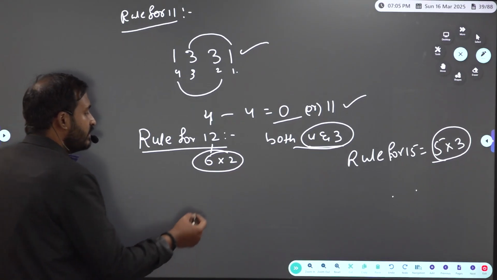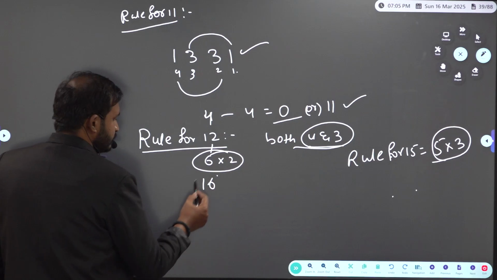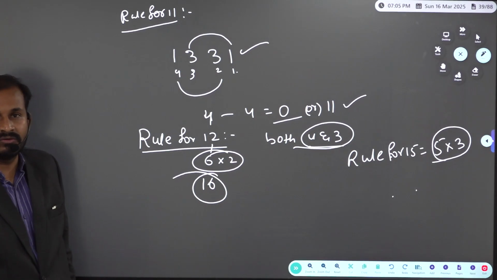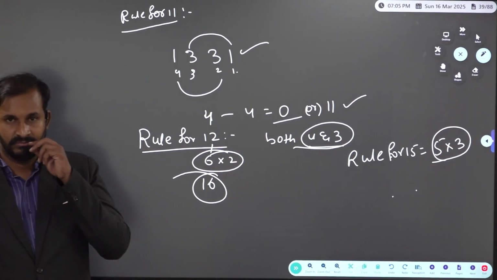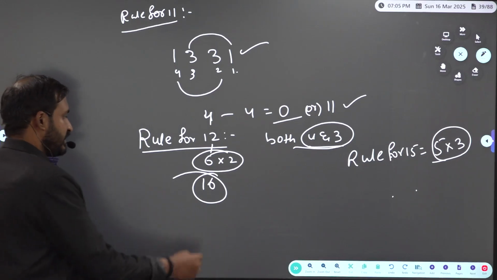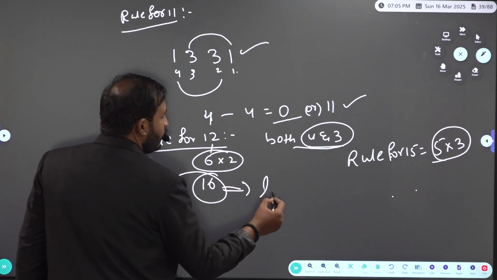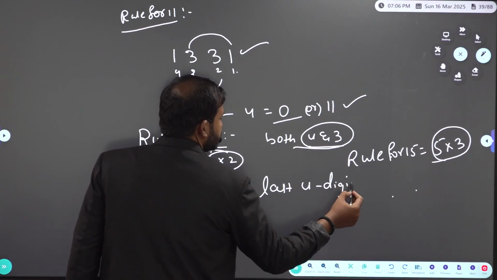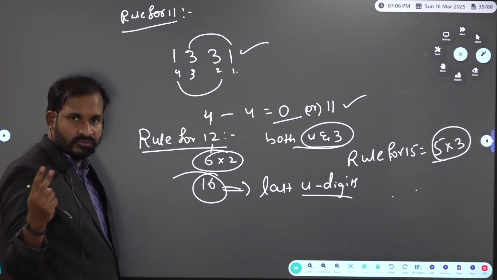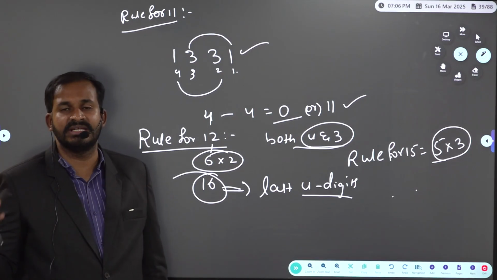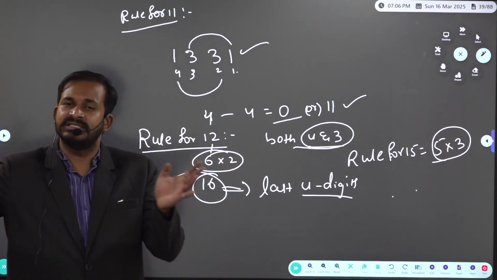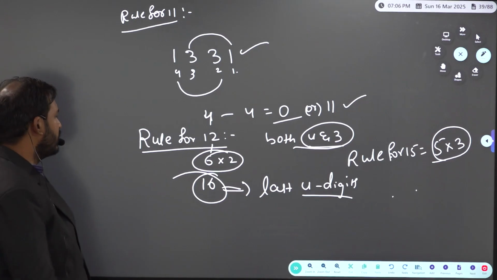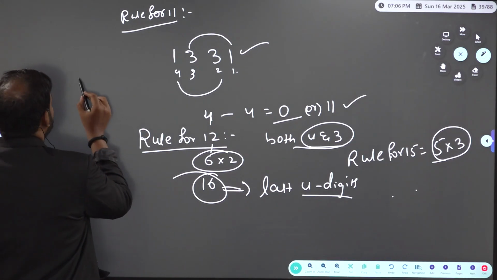Now similarly tell me, what is the rule for 16? The rule for 16 is the last 4 digits. This one will go continuously. For 4, last 2 digits; for 8, last 3 digits; for 16, last 4 digits. Like this, it will go on increasing.